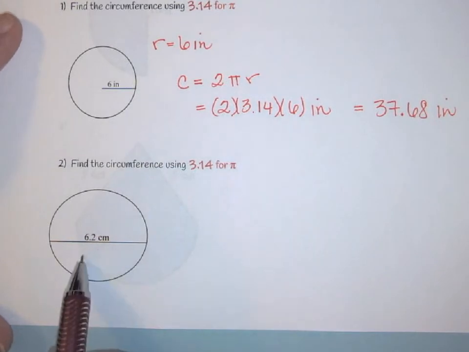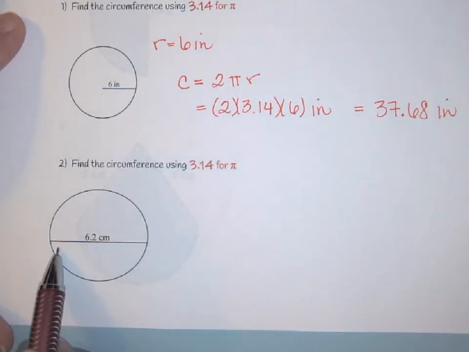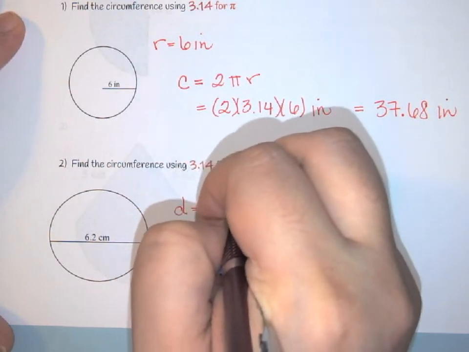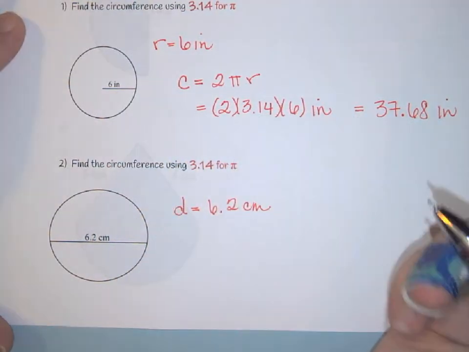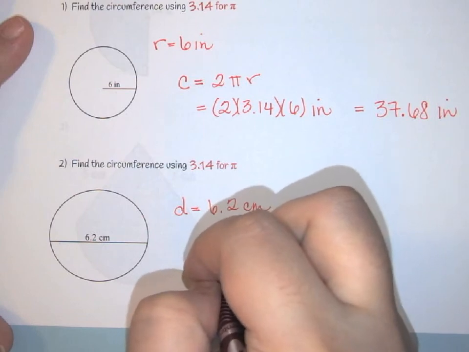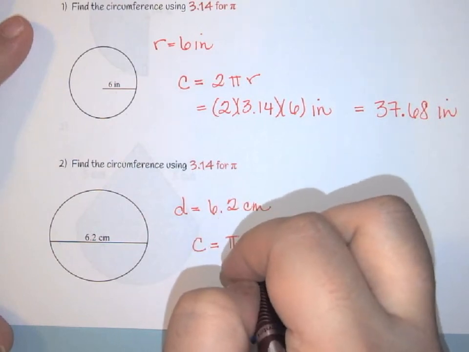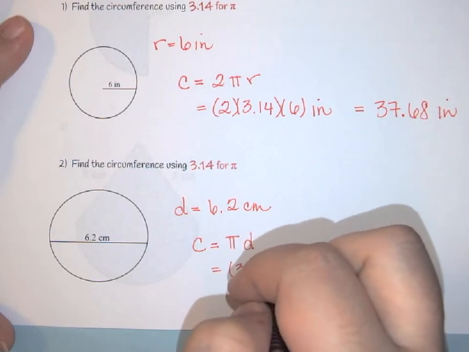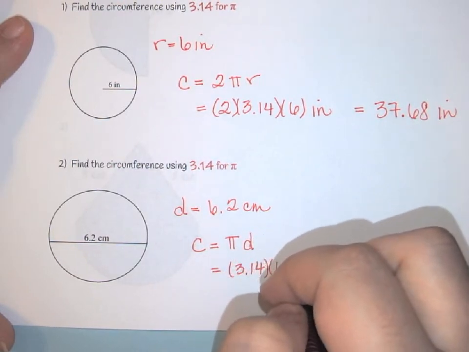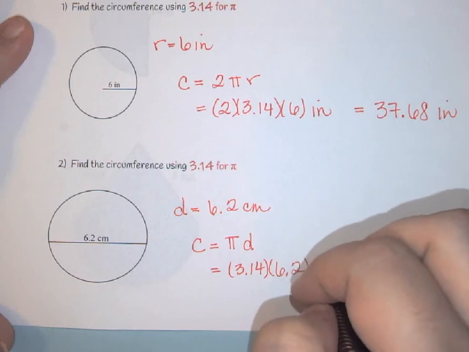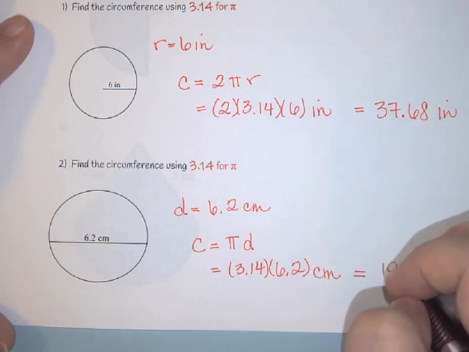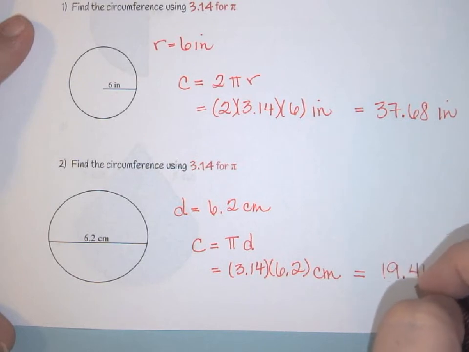Now this bottom one is using a diameter. And so here we're telling you that your diameter is equal to 6.2 centimeters. So to find the circumference says we're going to use pi times the diameter. So to do that says we're going to do 3.14 times 6.2, and this is centimeters. Multiply those together and we come out with 19.468 centimeters.